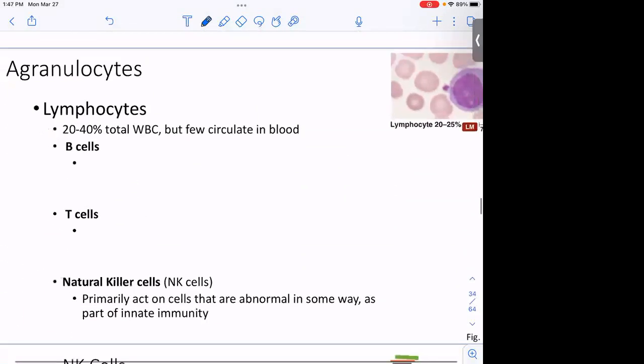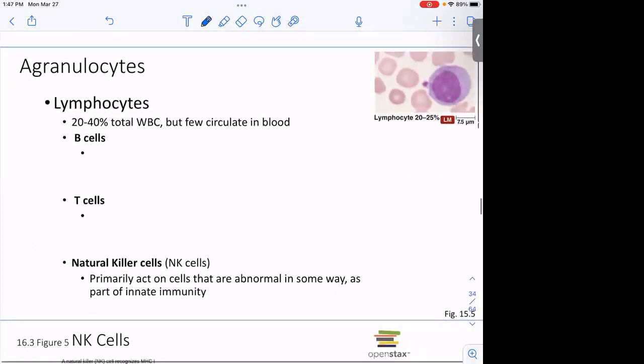All right, and then a little overview of the agranulocytes. We're going to talk about the lymphocytes more next time as we get into adaptive immunity. But the lymphocytes are pretty common in terms of total white blood cells, but most of them, like their name suggests, are not in the bloodstream. Mostly they're circulating in the lymph. So we'll talk more about the lymphatic system later. Maybe like 2 to 6% of the white blood cells circulating in the blood.